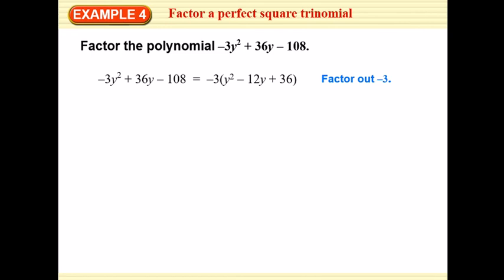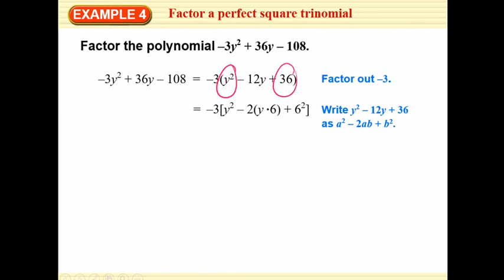So I factor out the negative 3, and then I go ahead and rewrite it. I see that this is a perfect square, this is a perfect square, and if I rewrite it, I do get that middle term is my a times my b. So then I can fully factor it with that negative 3 out in front, and I get negative 3 times the quantity y minus 6 squared.